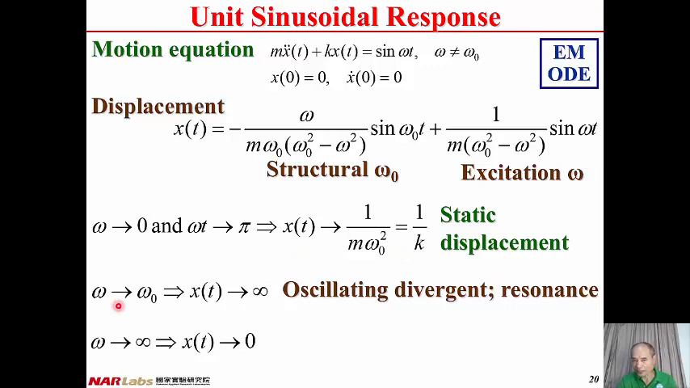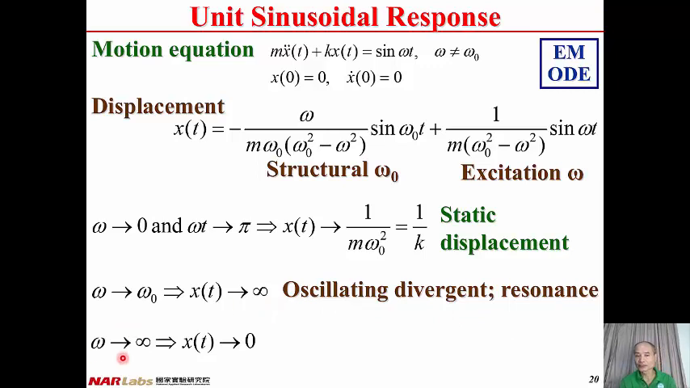When omega tends to omega 0, the excitation frequency is approaching the structural frequency, and the denominator here tends to 0. Therefore, the amplitude becomes infinity. In this case, resonance happens, and the response oscillates and diverges.